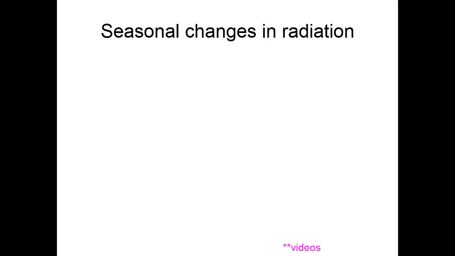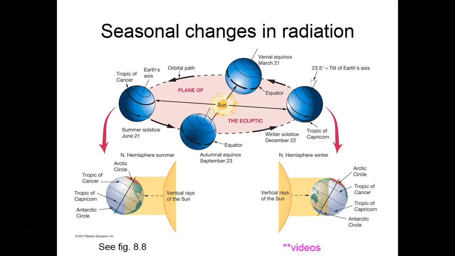Okay, now we also see changes seasonally in radiation patterns. Here we have basically the position of the Earth in relation to the Sun over the course of a year. All right, so if we start right here, September 23rd, since we're right around that time now, what this is showing us is that the Sun is hitting right at the equator.